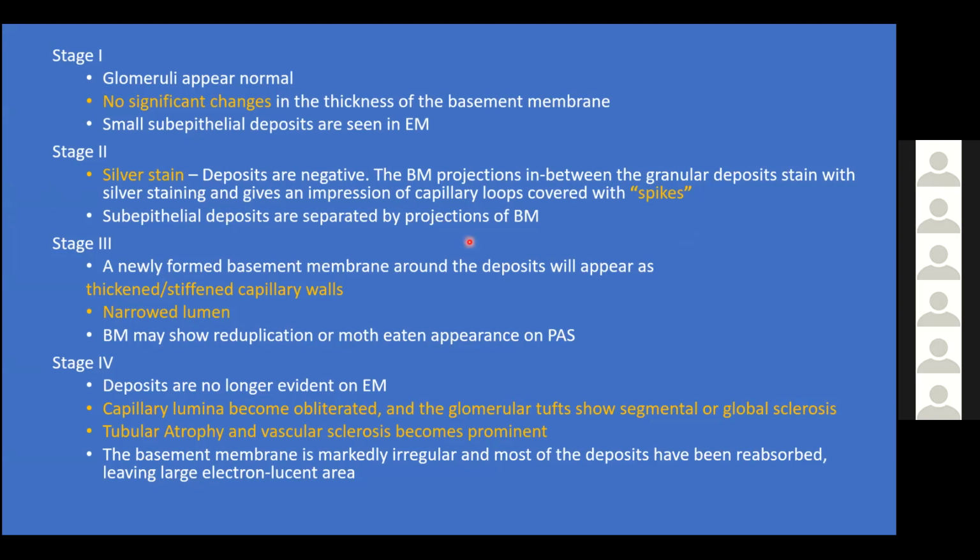In stage 3, the newly formed basement membrane around the deposits will appear as thickened or stiffened capillary walls. In this stage, the basement membrane may show reduplication or a moth-eaten appearance on PAS. Stage 4 is the final stage. The deposits are no longer evident on electron microscopy, as most of the deposits will have resolved. In this case, the capillary lumen becomes obliterated and the glomerular tuft may show segmental or global sclerosis. So we'll see the findings one by one.